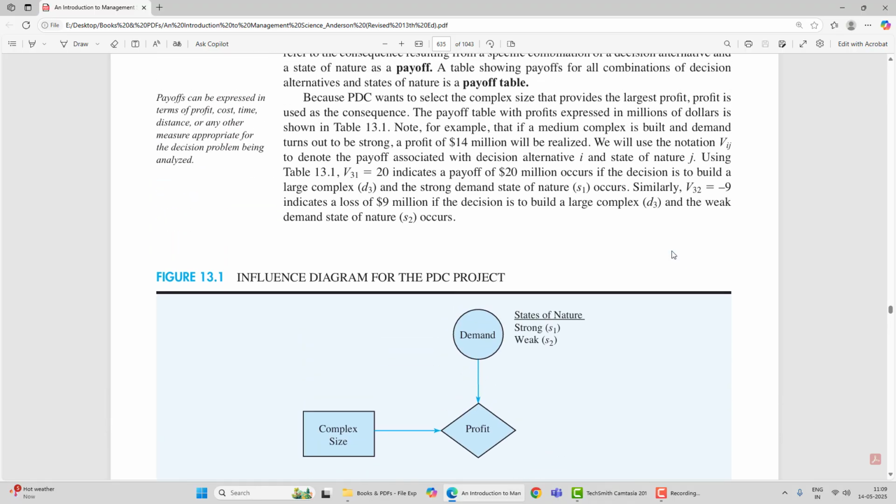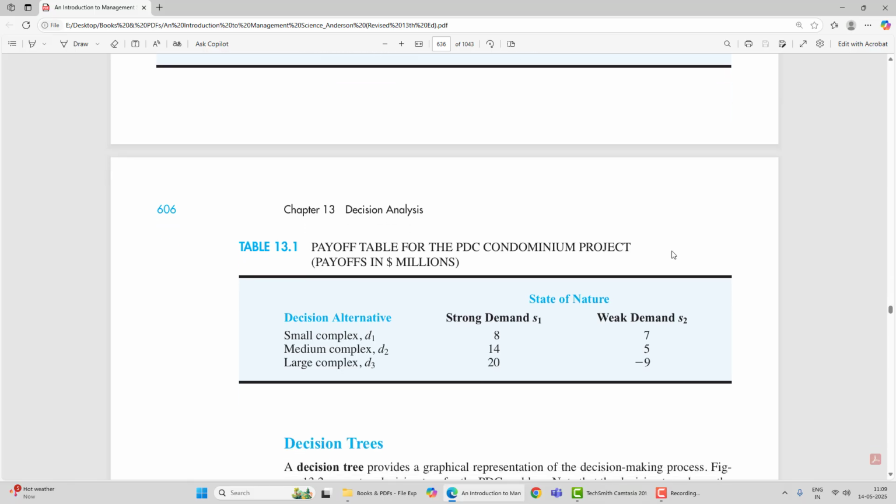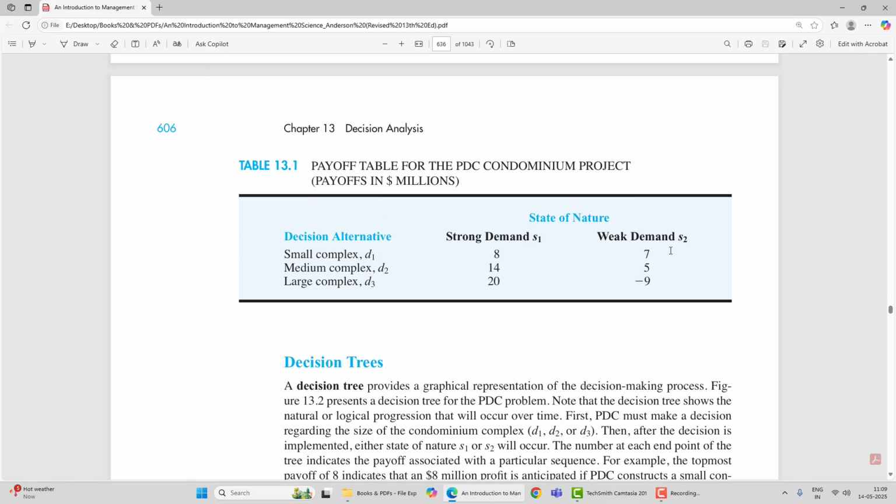Then for the organization, they will clearly know the consequences, because they are in this business. They know if they create a small complex D1 and there is a strong demand, they have already calculated that it will be $8 million as their payoff. If it is a D1 and weak demand combination, then they can expect $7 million as the payoff.